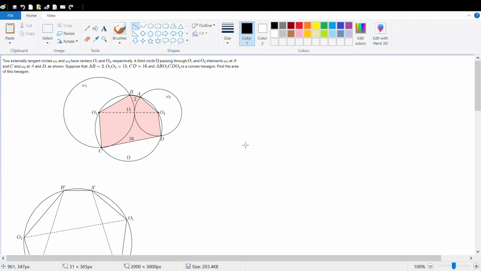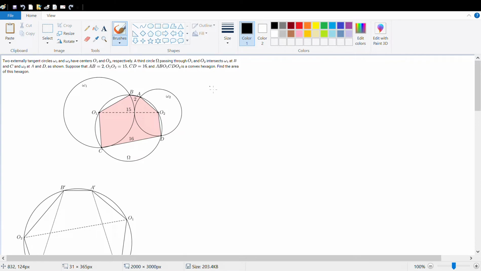As with any AIME problem 15, this problem looks terrifying. At least we have a diagram. The diagram is also terrifying. Okay, so what we're going to do first here is look at the condition with omega 1 and omega 2, because it turns out it just gives us some small information and then we just throw away the circles, omega 1 and omega 2.